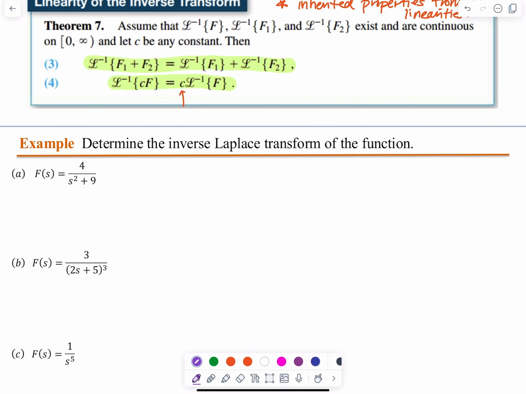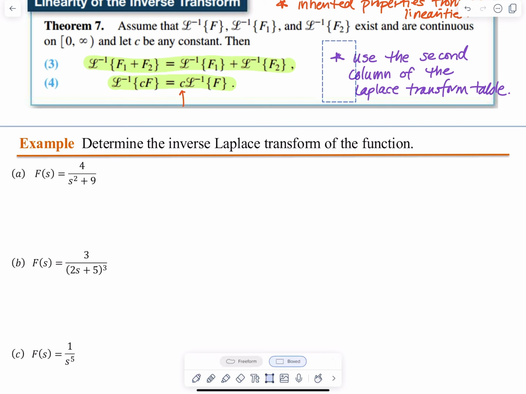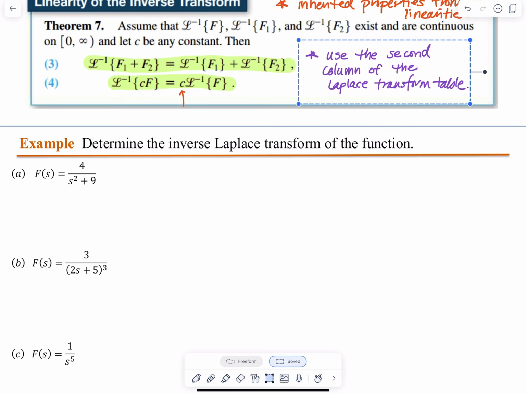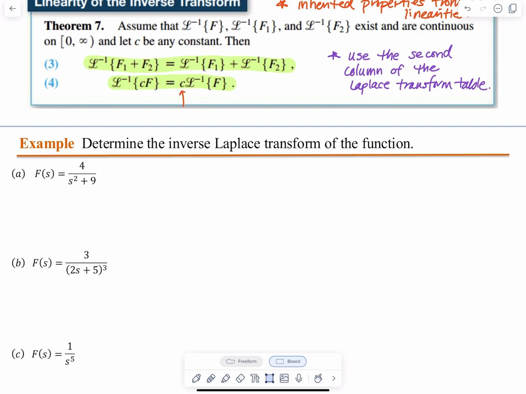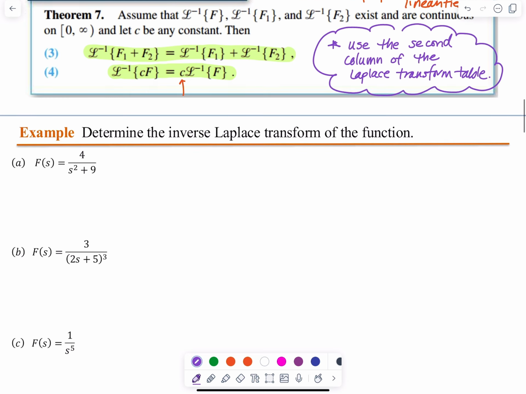Let's also keep in mind that we will use the second column of the, I think it was called the basic, Laplace transform table. These will really help us. Some of these get complicated, and that table is really going to help us with some of our algebra and trying to identify what to do. Okay, so let's look at our first example.